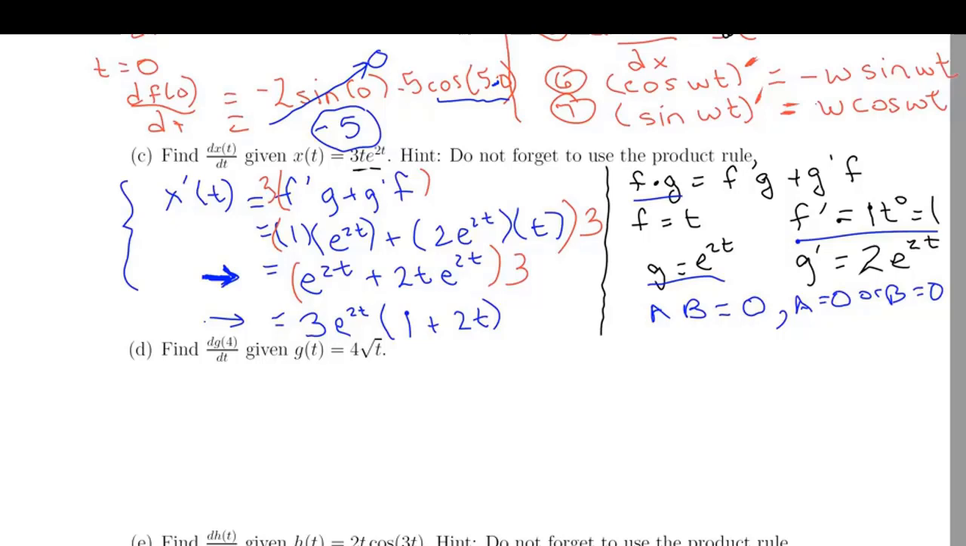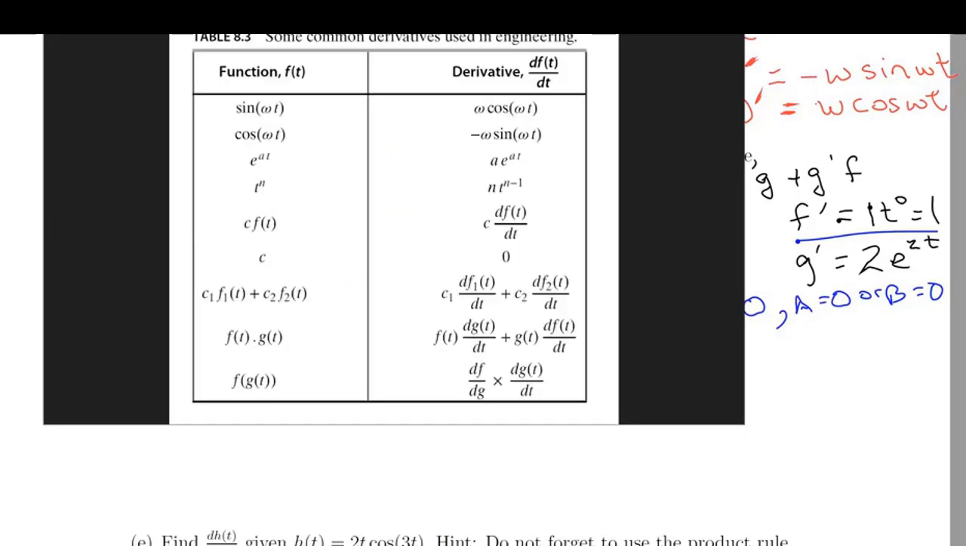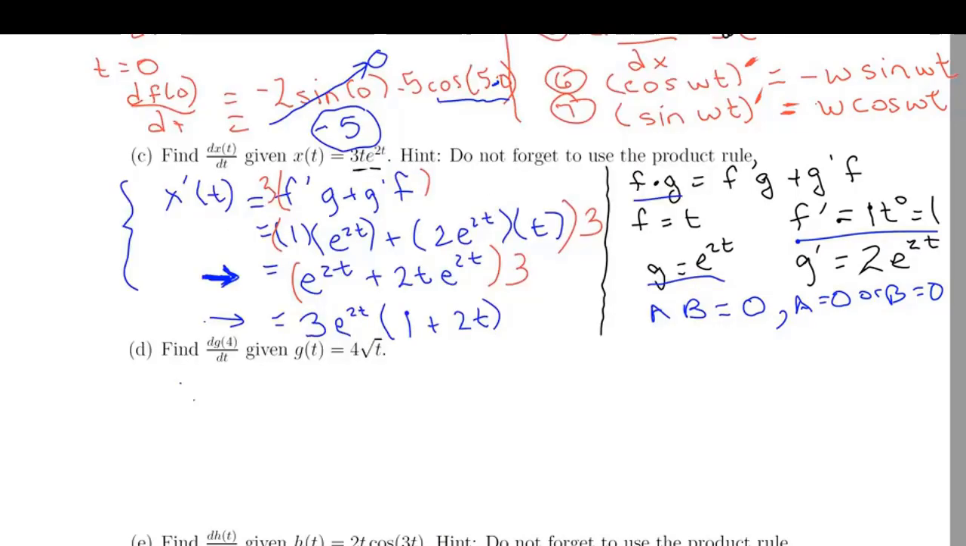So now we want to find the derivative of g of t, which is 4 times the square root of t. So first we're going to find the derivative. I want to convert that, because do I have a square root anywhere on my formula sheet? I have to do something to the square root. I have to say that it's 4 times t to the 1/2 power.